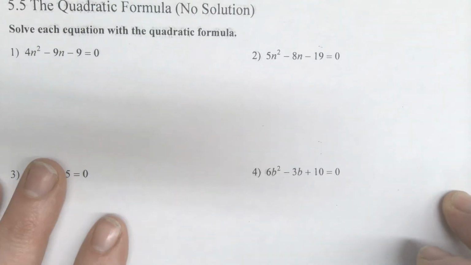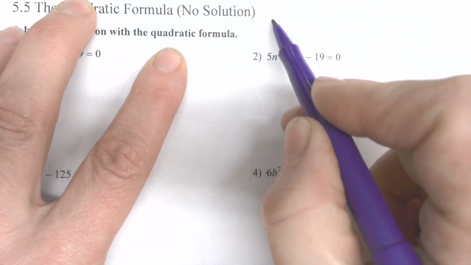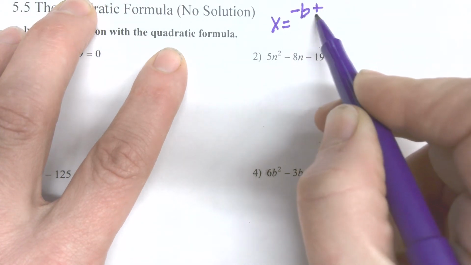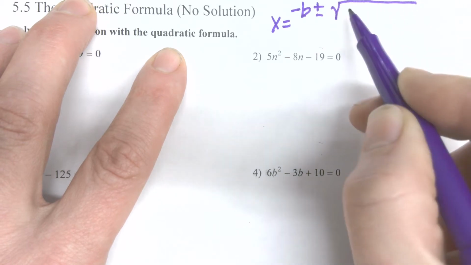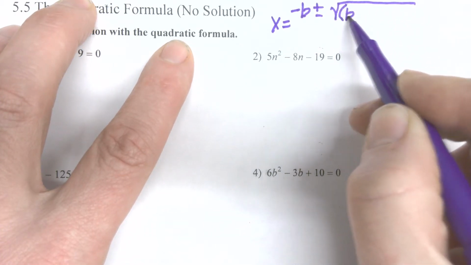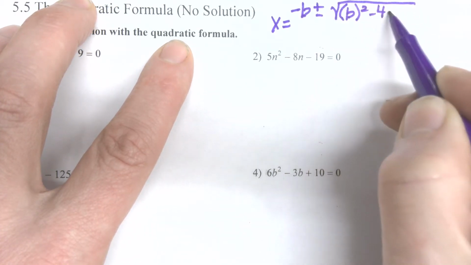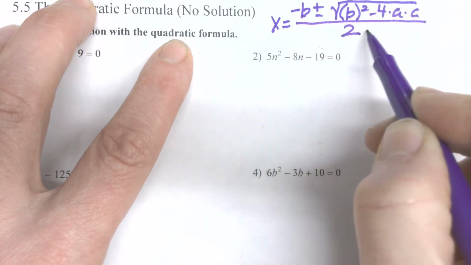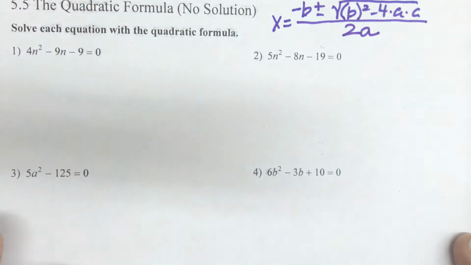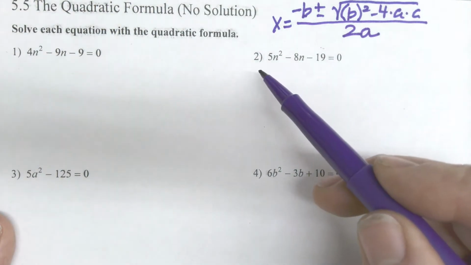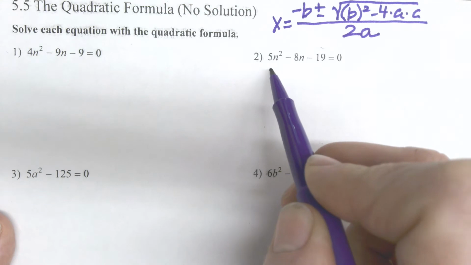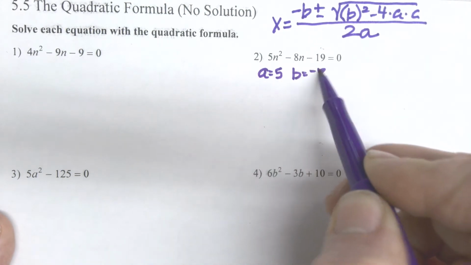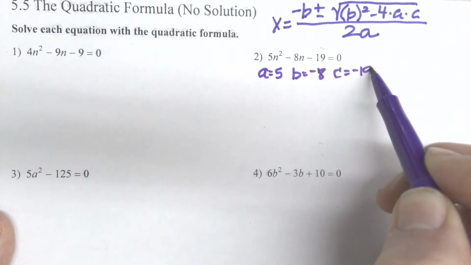Let's start by reviewing the formula. Remember, it's the variable equals the opposite of b plus or minus the square root of, I always put my b in parentheses, b squared minus 4 times a times c, all over 2a. And the a, b, c, remember, come from the numbers in front. So in problem number 2, a is 5, b is -8, c is -19.